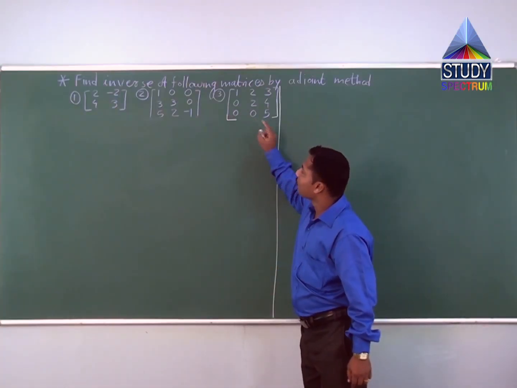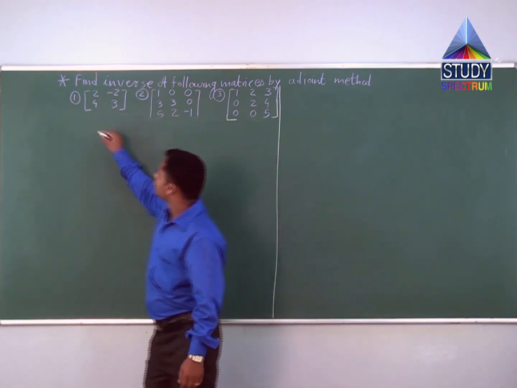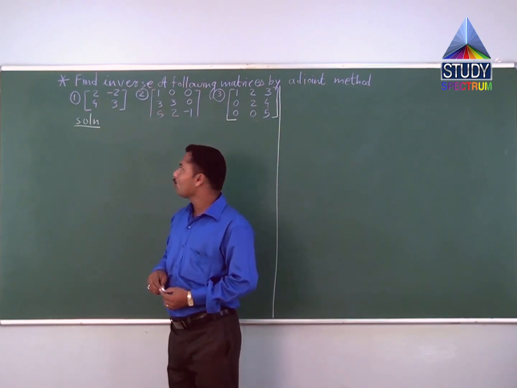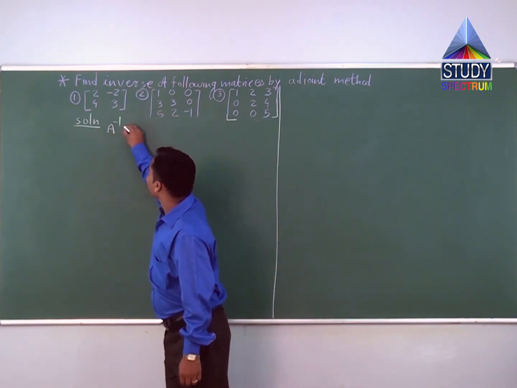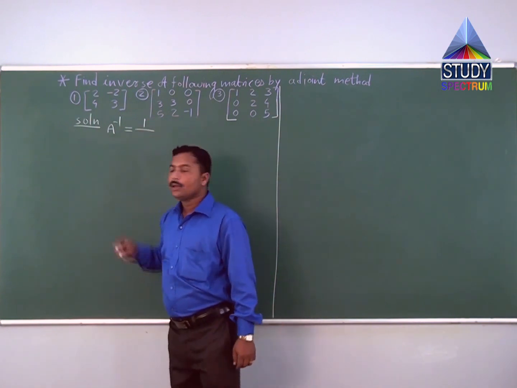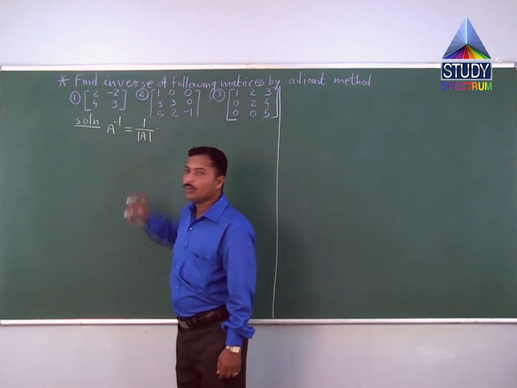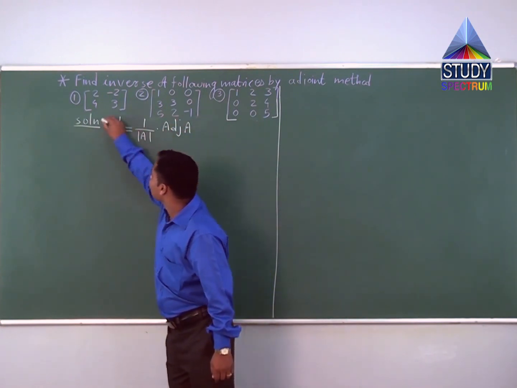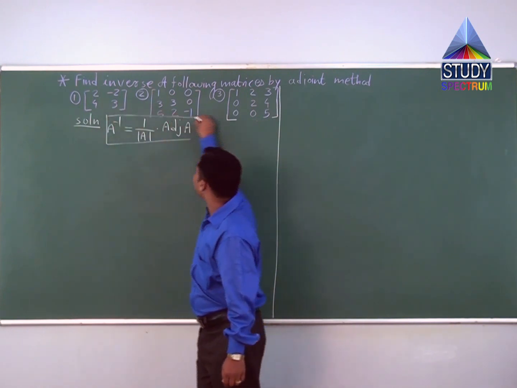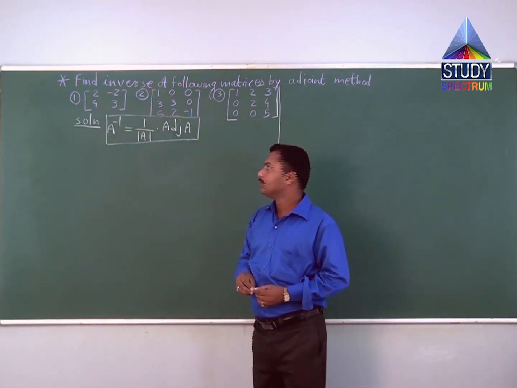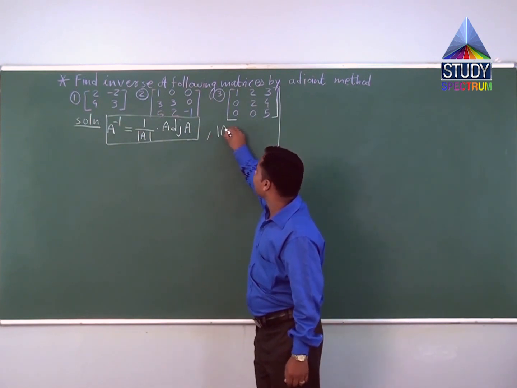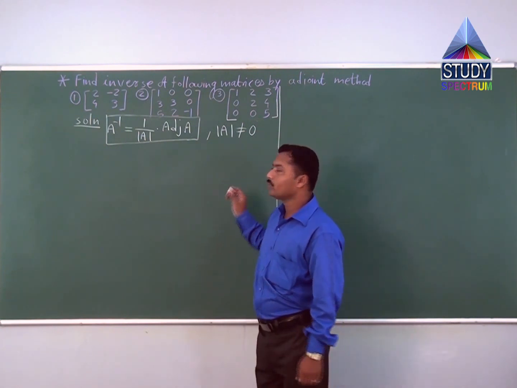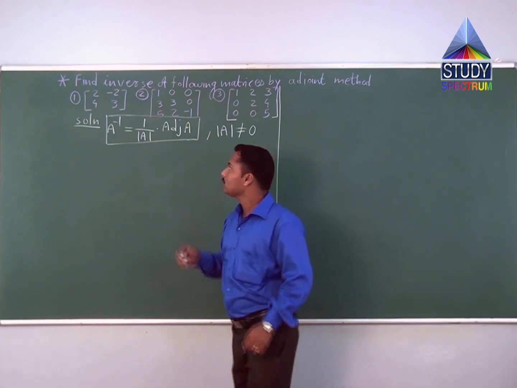We discuss the inverse of the third matrix. So same solution. First we write the formula. A inverse equal to 1 upon determinant A into adjoint of A. Box the formula always in the exam. Here the condition is that the determinant is non-zero. So first we find the determinant of A.